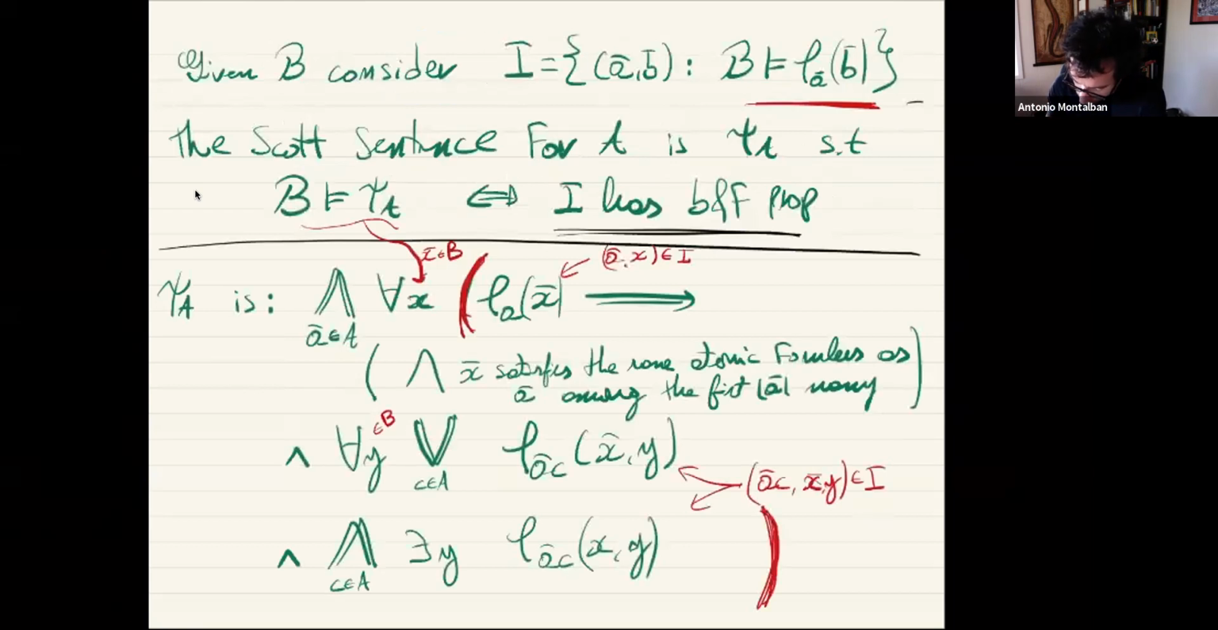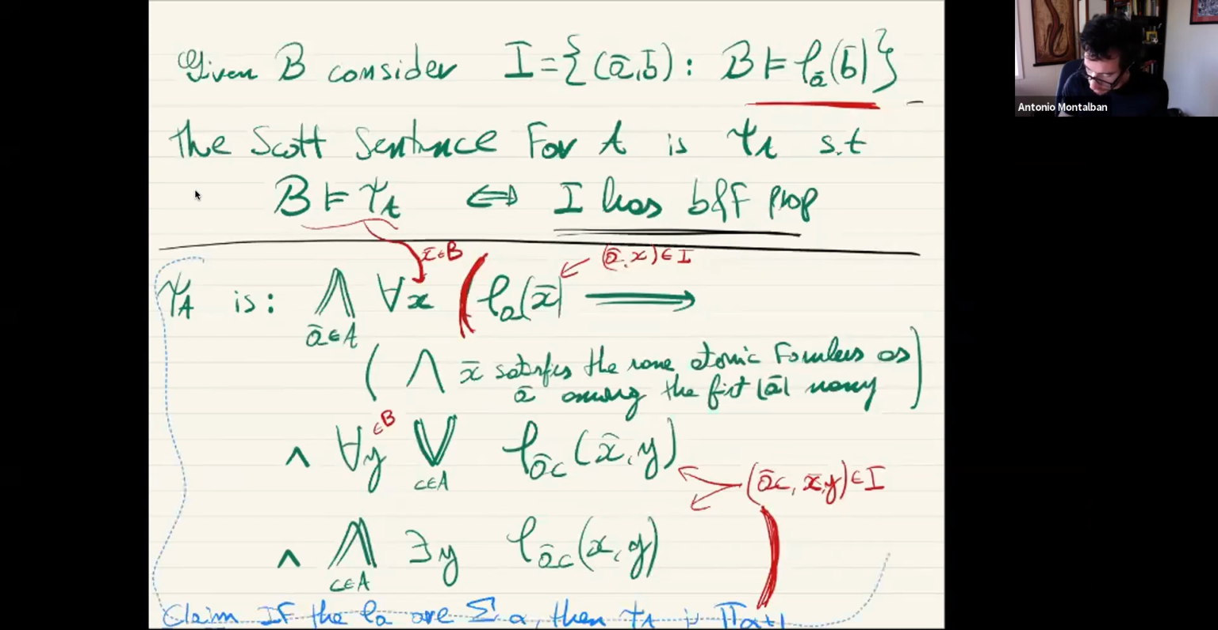It would be good to have a different color. So what I claim here, let's make it a different color. Claim, let's put it down here. If the formulas phi of A are sigma alpha, then psi A, the big one, is pi alpha plus 1. And well, we need to just count the quantifiers. I don't want to mess this up. Okay, so let me just copy it, so that at least it's clean in this slide and then we don't mess it up.